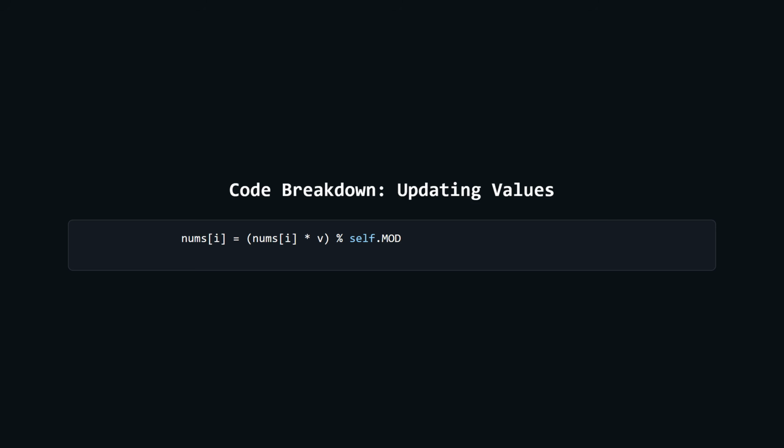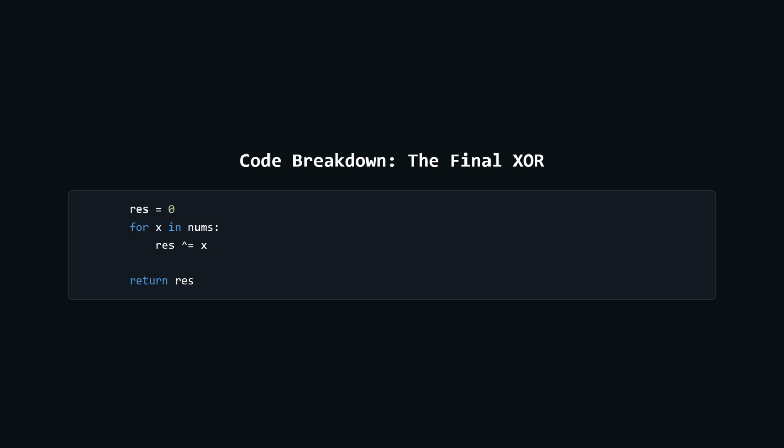Inside that inner loop, we grab the current array value, multiply it by our target value, immediately apply that modulo operation, and then save it right back into the array. Once all queries are totally finished, we set a result variable to 0, loop through our newly updated array, exclusive OR every number into our result, and simply return it.